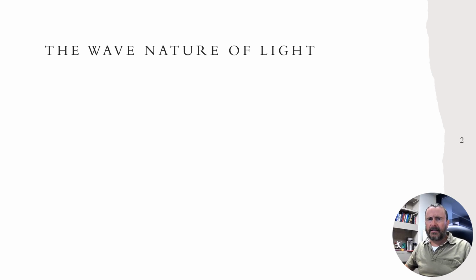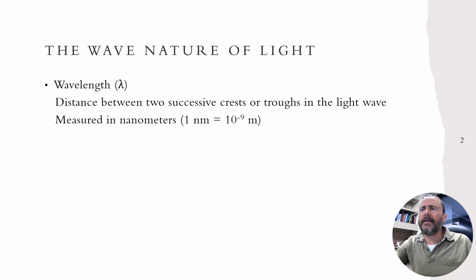So first off, we're going to talk about the wave nature of light, and we've known about this for quite a while. The wave nature of light is that light behaves as waves, and there are several defining characteristics to this that'll be helpful for us along the way.